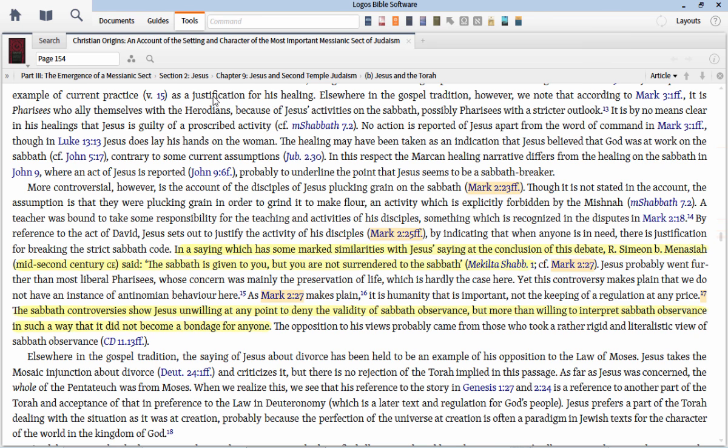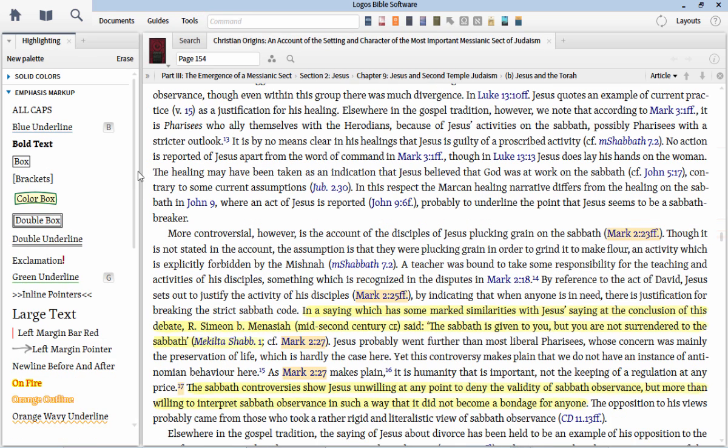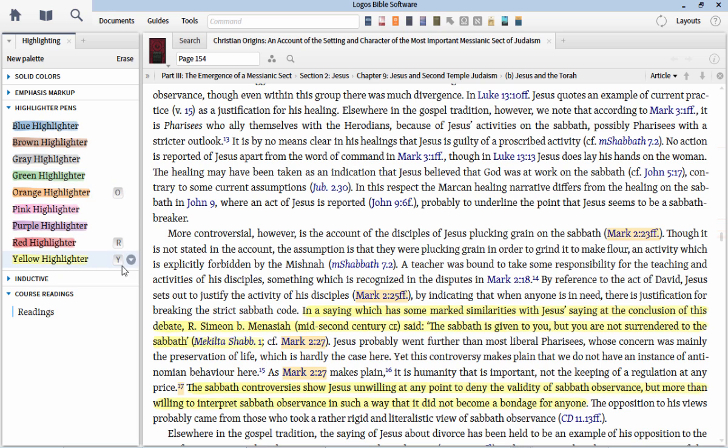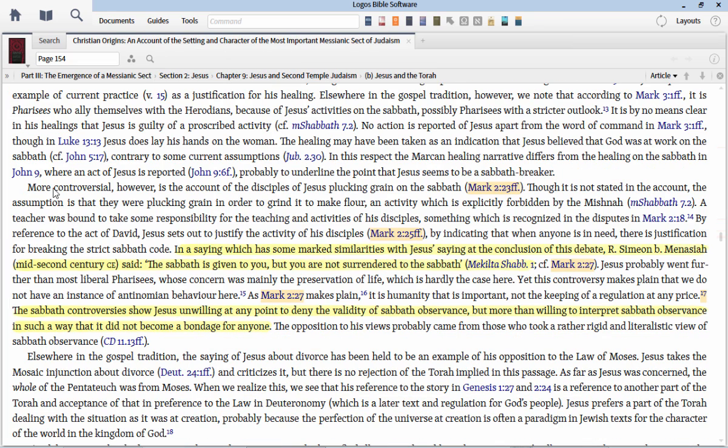Tools, highlighting. You can choose some colors that you want to use for underlining, and you can assign some shortcuts on the keyboard. You see here that I have assigned the letter Y on my keyboard. So if I now highlight something, and I just type Y on the keyboard, whoa, it's highlighted with yellow because I gave that shortcut. Pretty useful.